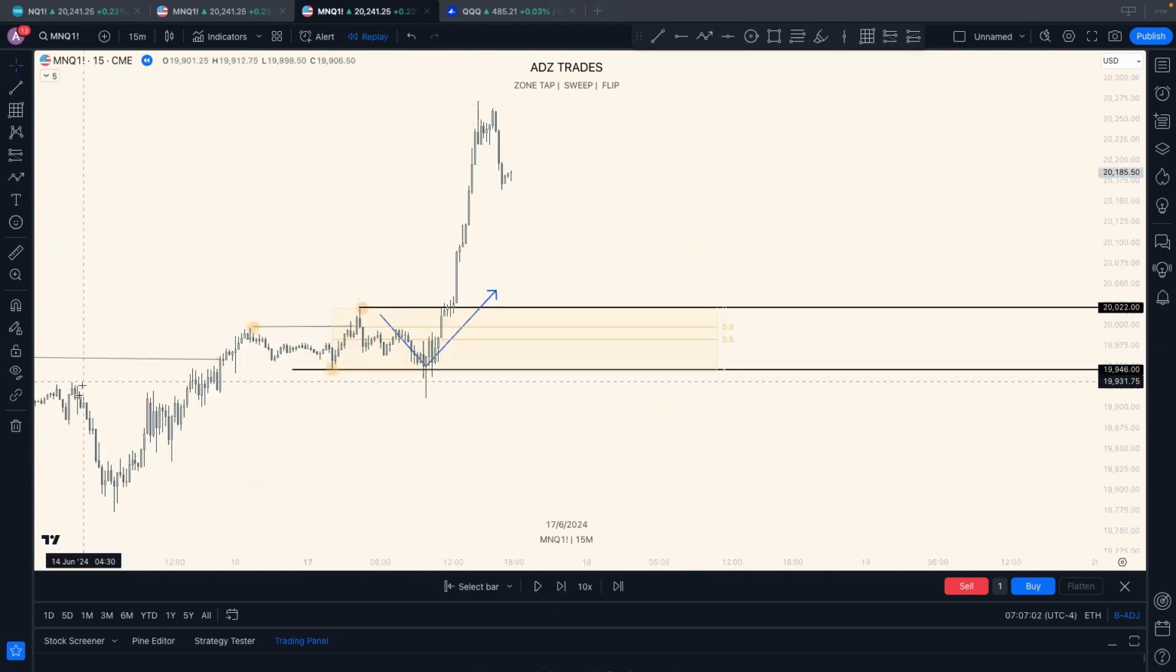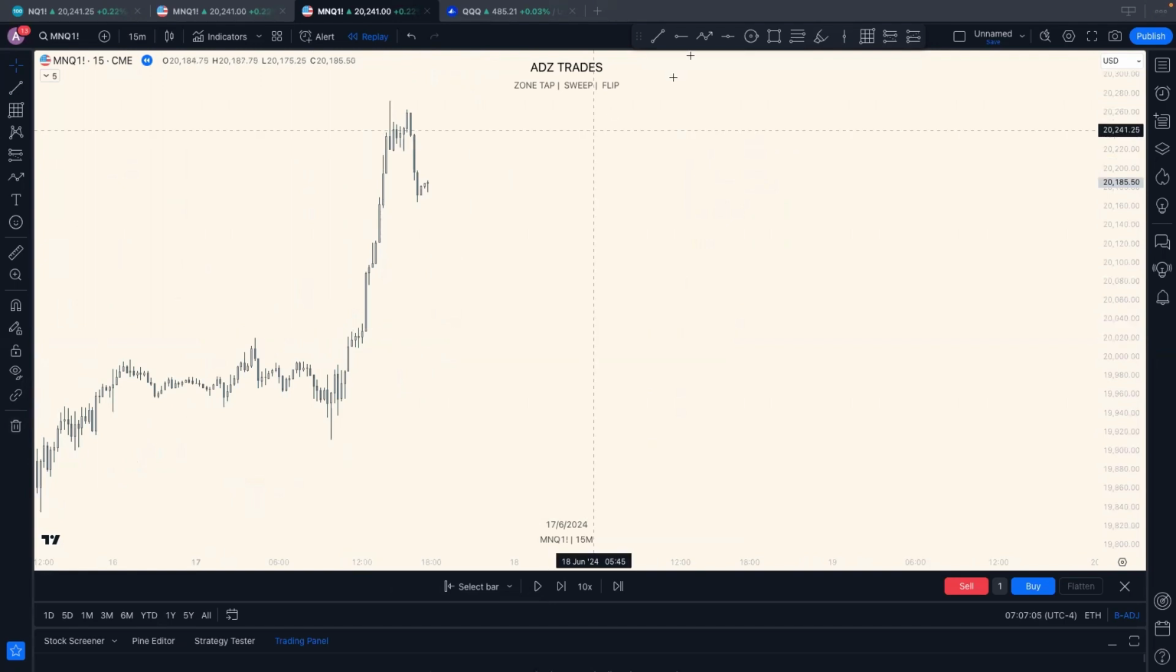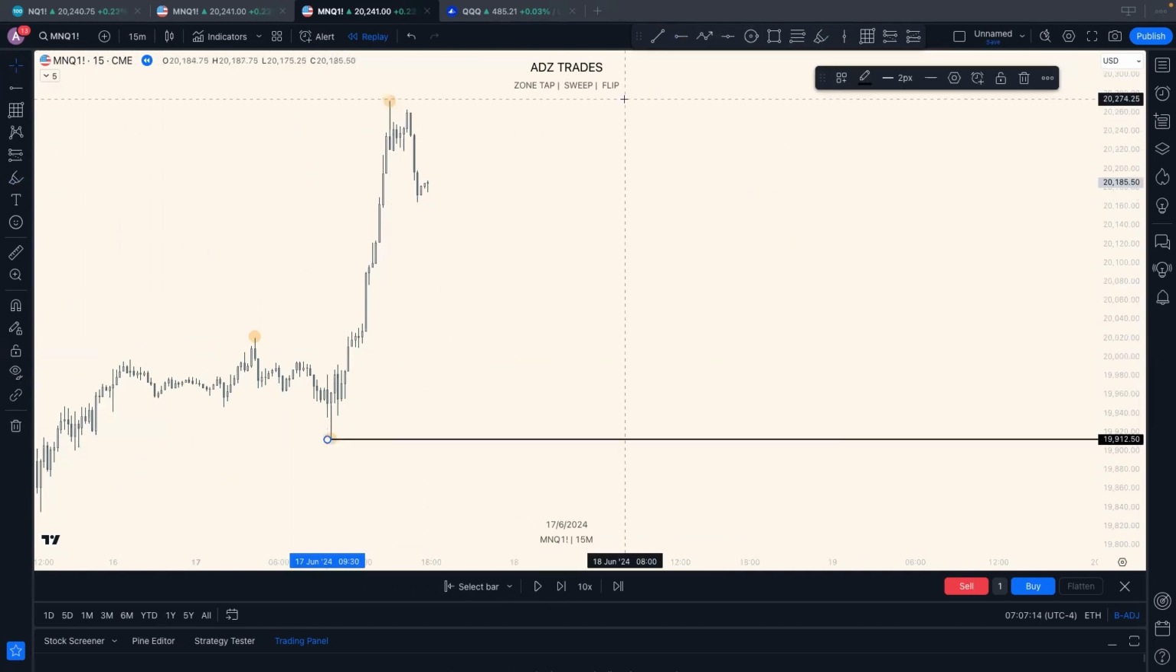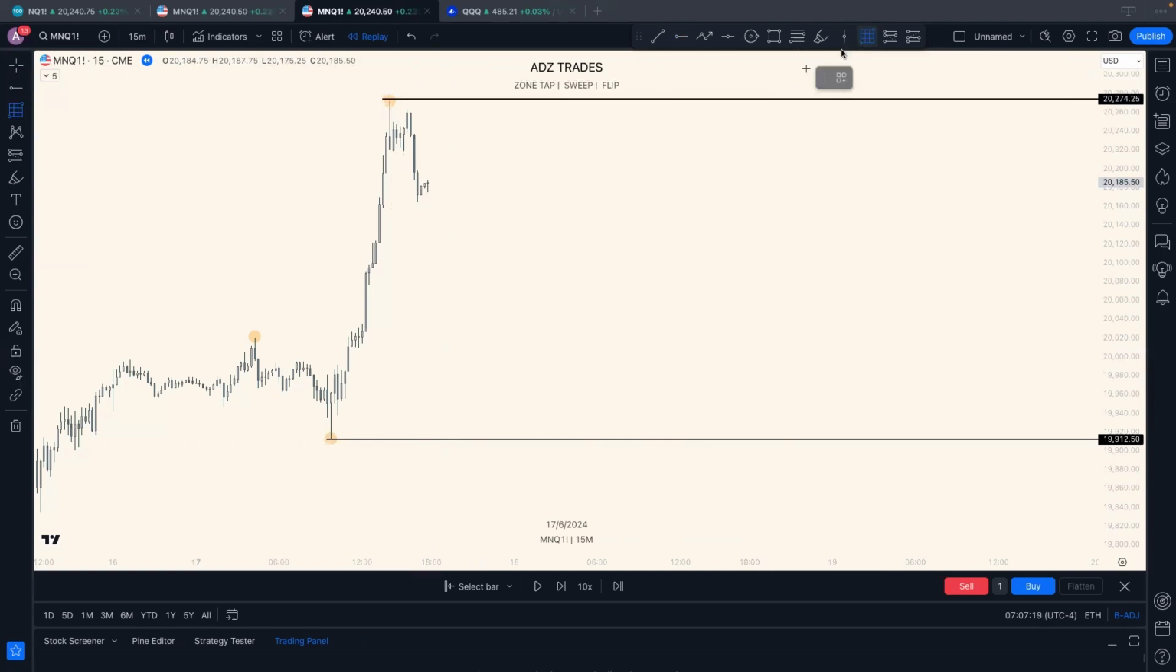Okay, we create a new range now. Where? Simple. We had high, low, high. So where's my most recent range? My most recent range is now between this low and this high. So all I'm focusing on now is what is going on between here and here.